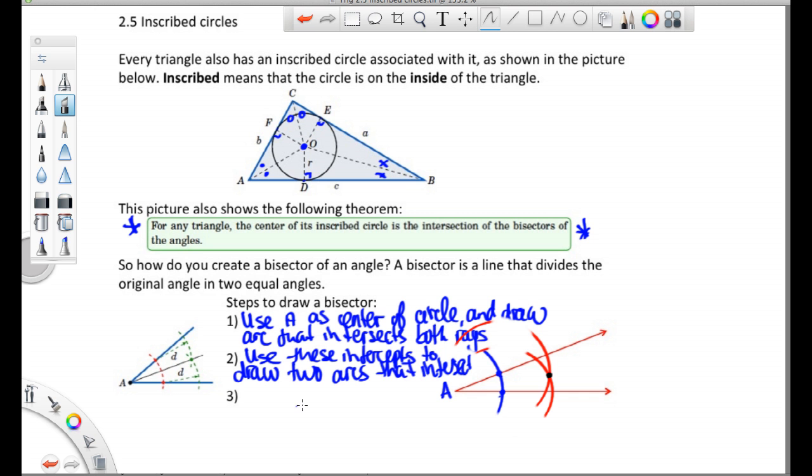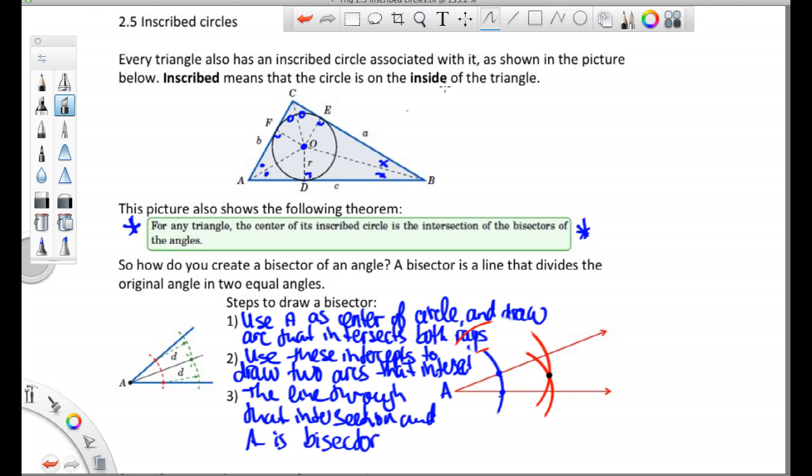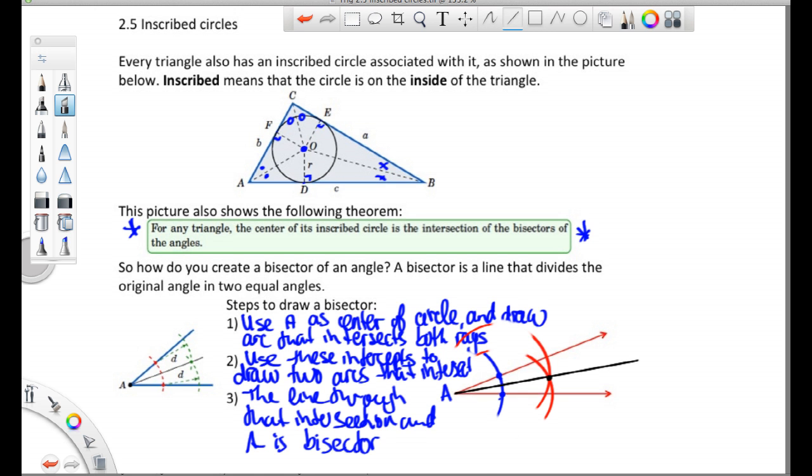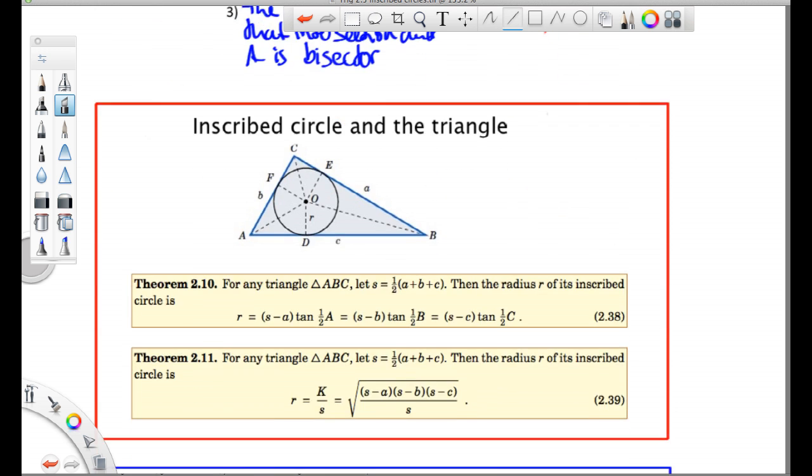Okay, and then the line through that intersection and A is the bisector. So I just have to draw that line. So the line from A through this point, and you can see it looks pretty good, right? It bisects it, okay? So you should be able to do that. I wanted you to see that once slowly so that you can work with it.